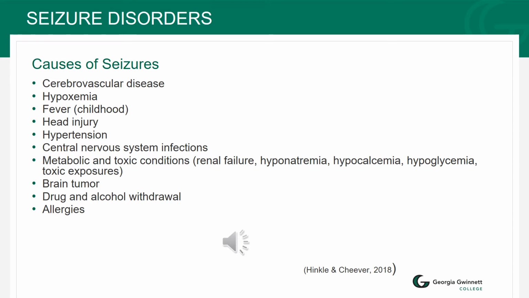Hypoxemia, so lack of oxygen to the brain, can cause a seizure. Fever in children, also called febrile seizures: if the fever gets too high, their body can respond with a seizure. I saw this a lot in pediatrics. Head injuries can cause seizures, as well as hypertension and central nervous system infections. Different metabolic and toxic conditions such as hypoglycemia, drug and alcohol withdrawal, brain tumors can cause seizures, and also allergies.